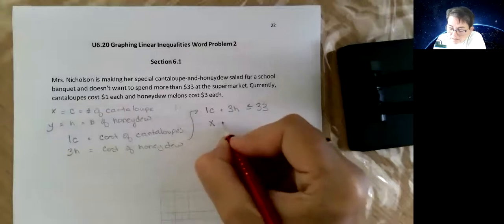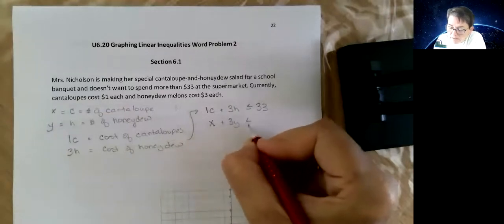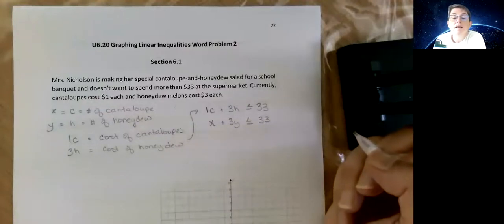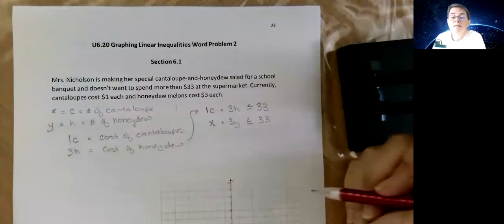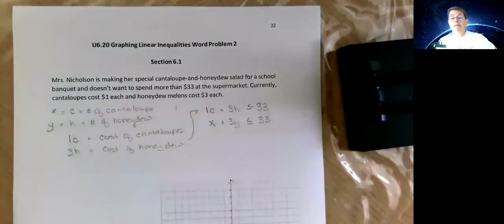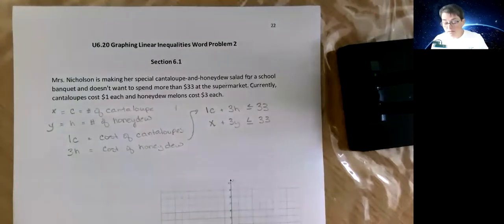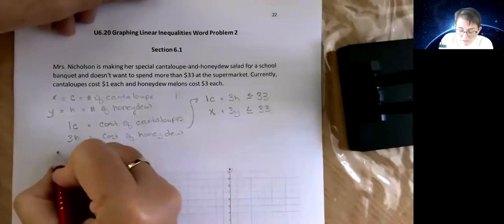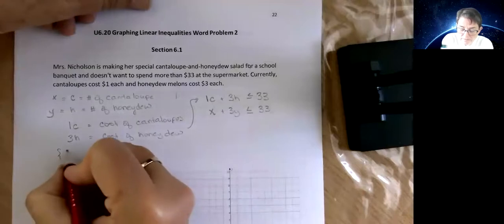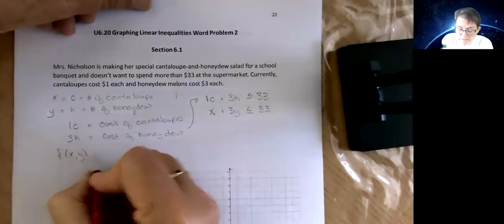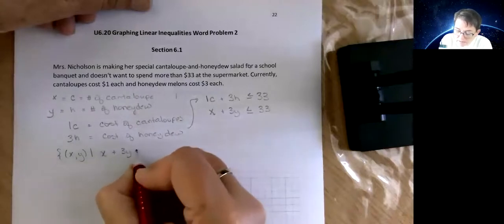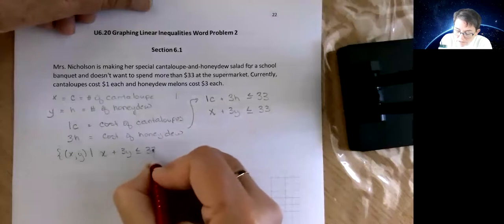So x plus 3y is less than or equal to 33. And I'm hoping we can make it work on my 10 by 10 graph. Didn't think about that before. All right, otherwise I'm going to have to reshoot the video and change the numbers. Now, let's make it a nice inequality. Set of all x and y points, ordered pairs, such that x plus 3y is less than or equal to 33.